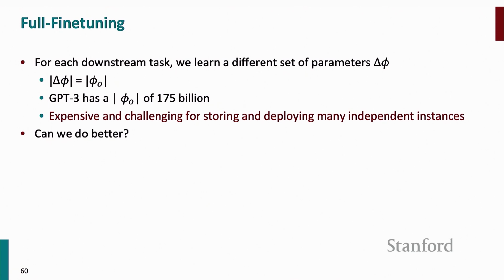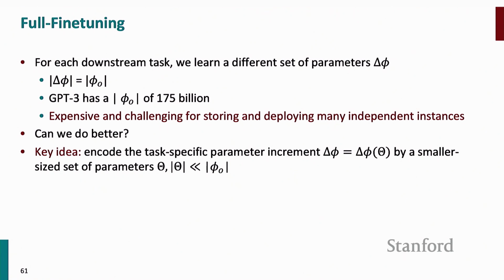GPT-3 has 175 billion parameters, and so there are just a lot of parameters to learn. And even once you have done full fine-tuning, you have to store all of the parameters. And if you're doing several tasks, you have to store parameters for every task, okay? So can we do better? Okay.